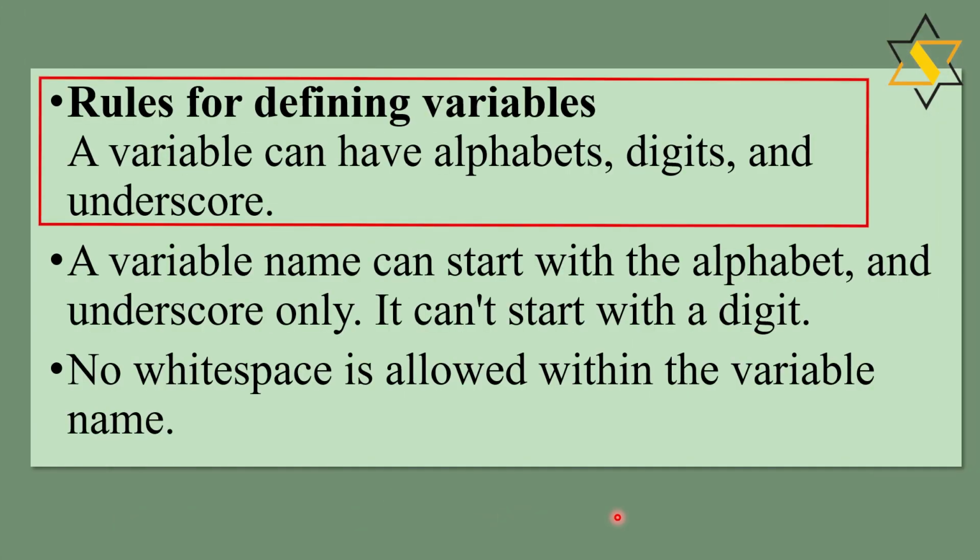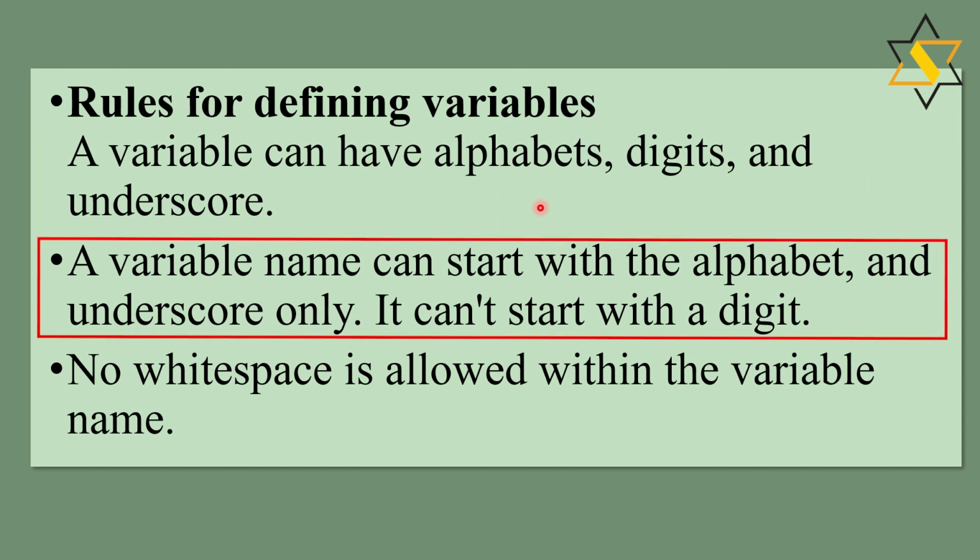Now we will see the rules for defining a variable. A variable can have alphabets, digits and underscore, as we already said in the example. But remember one thing, the variable name can start with an alphabet only. You can't start your variable name with a digit. But if you want, you can use digits along with alphabets.